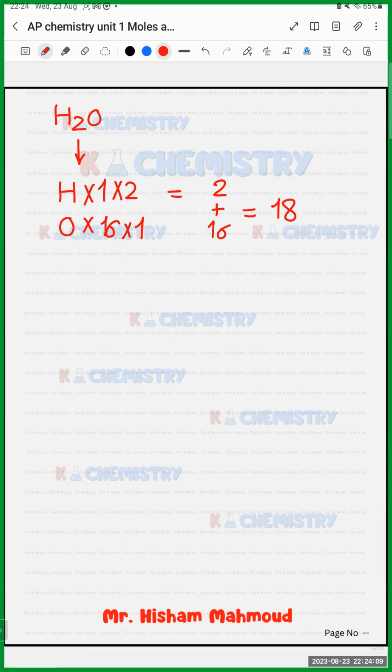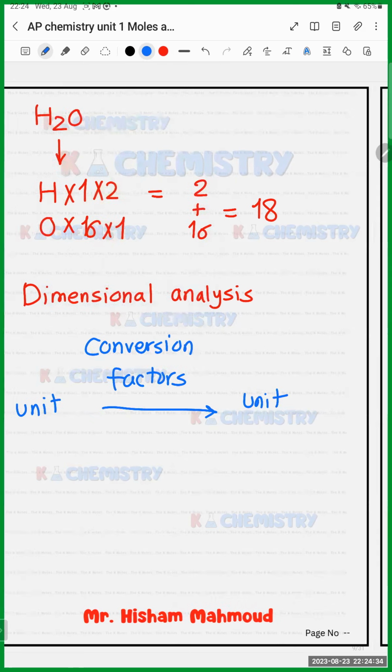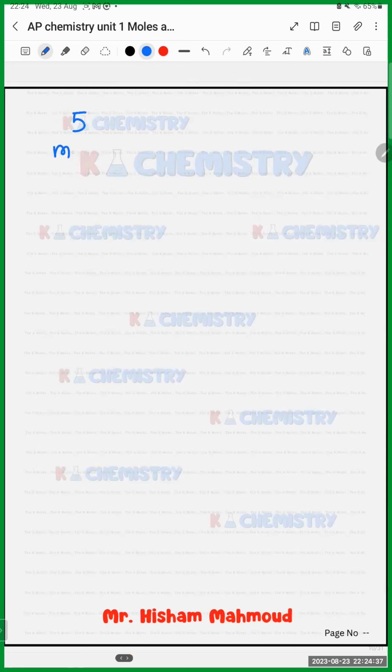Let's talk a little bit about dimensional analysis because it's going to help us a lot in our exams. Dimensional analysis is a method. It will help me to convert one unit into another. So I use something called conversion factors. It will help me to convert from one unit to another unit. Let's see an example. I need to convert 5 moles of water into molecules.